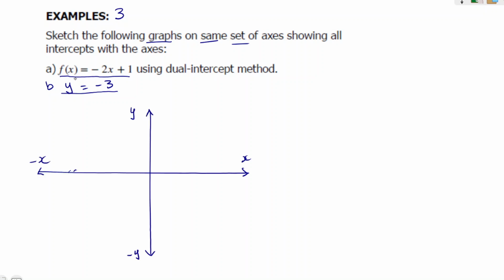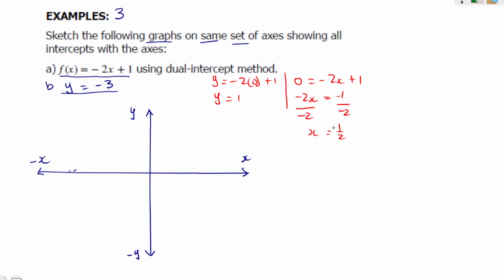Let's start with the first one, the f(x). They said f(x) is equal to -2x + 1. You have to first find the y value, so you make x 0. So the y value will be 1. Then you have to find the x value, so you make y 0. To find x, you take the 1 to the other side, so it becomes -1. You divide by -2 on both sides, so x equals 1/2.